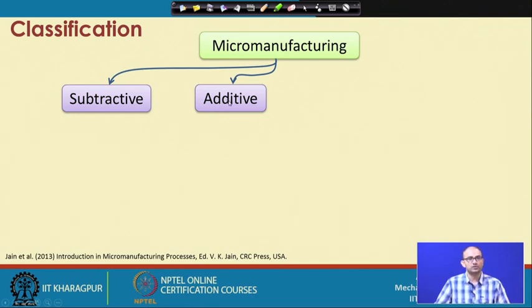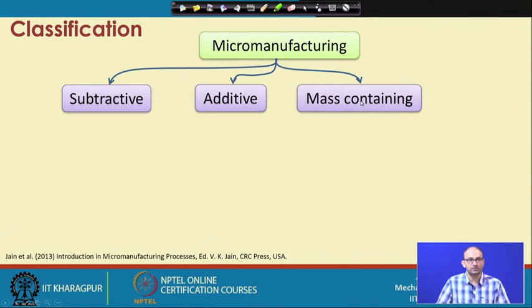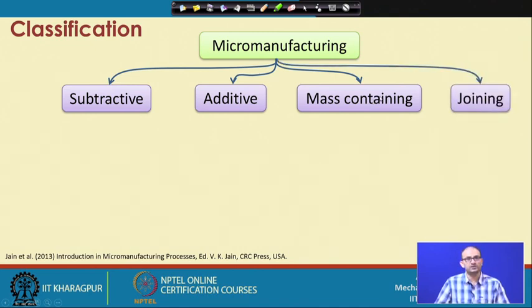Additive means those processes where we add material. This is the bottom up approach, that means you are starting from the bottom and moving to the top, while in subtractive you are removing the material, so you are going from top to bottom. Then there are mass conserving processes where we do not remove the material, but just deform the component to make it into different shapes. And there are joining processes, where we join 2 different components. There are different processes available for joining also in the micro domain.